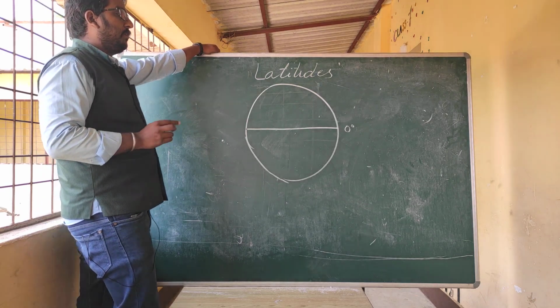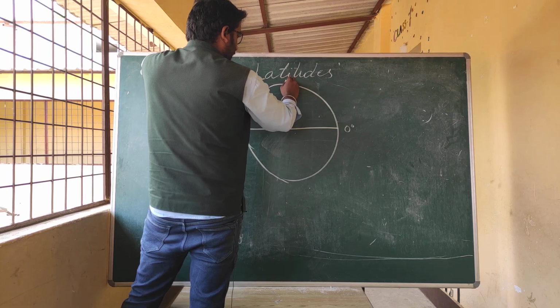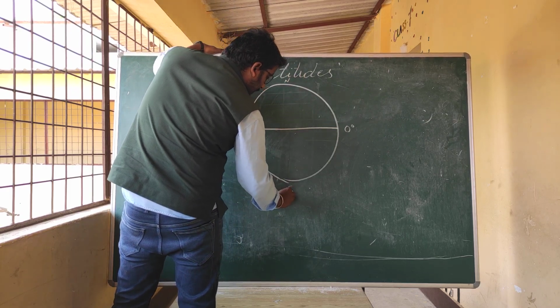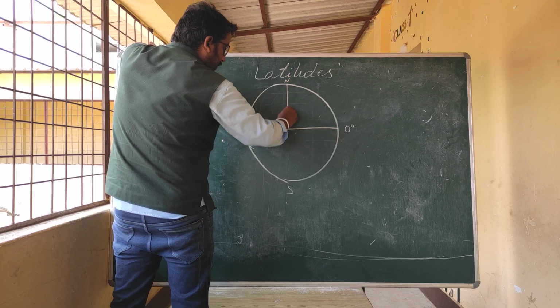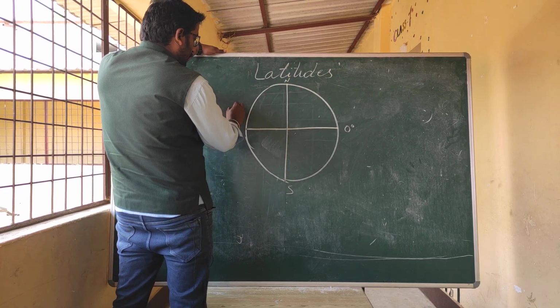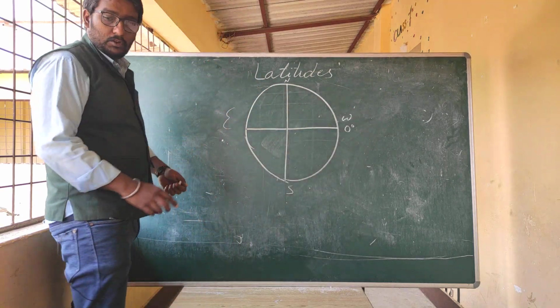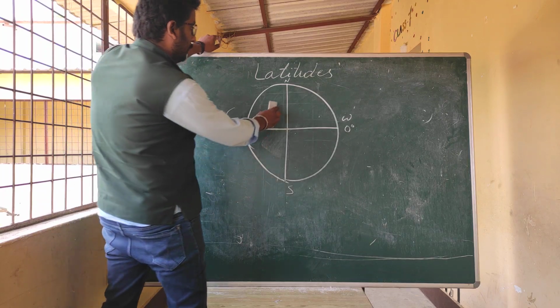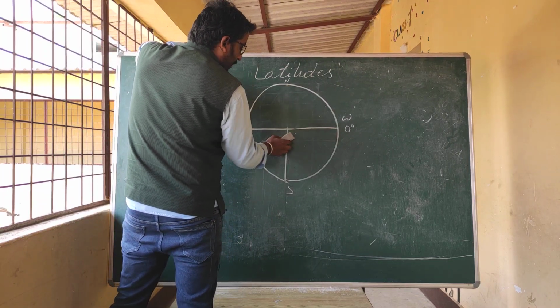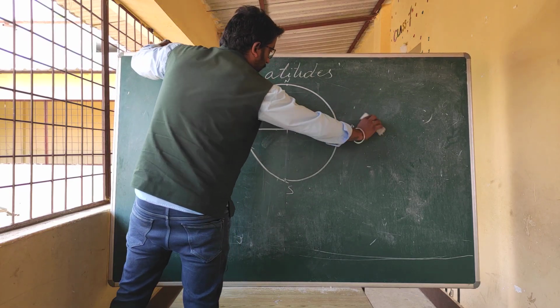Now earth is being divided into 4 hemispheres. This one is northern one, the north hemisphere. This is the southern hemisphere. Further, it is also divided into 2 parts, which is this part is called the eastern one and that part is called the western one. So we are not going to focus now on the eastern and western part, but we are going to focus on the northern and the southern part.